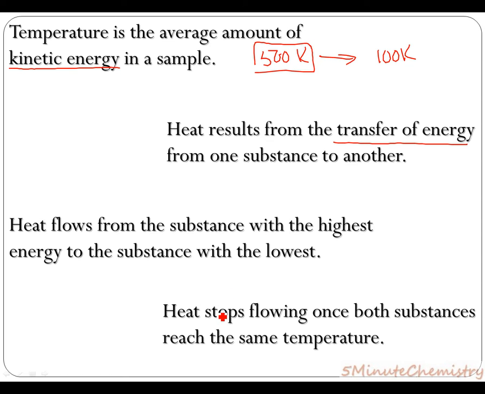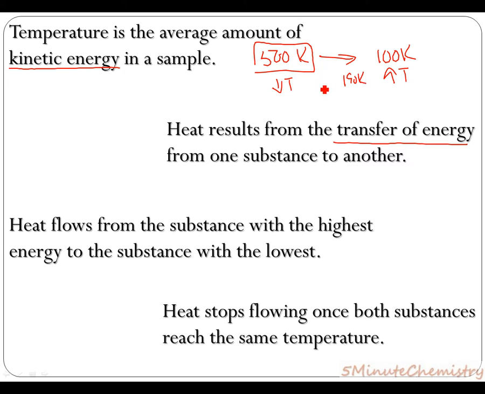Lastly, heat stops flowing once both substances reach the same temperature. Thinking back to this example, I have a 500 Kelvin sample and a 100 Kelvin sample. The 500 Kelvin sample is going to lose energy, so it is going to lose temperature. The 100 Kelvin sample is going to be gaining energy, so it is going to gain temperature. Eventually they're going to meet somewhere in between these two energy levels as their final temperature. So let's say, for example, they stopped at 190 Kelvin.